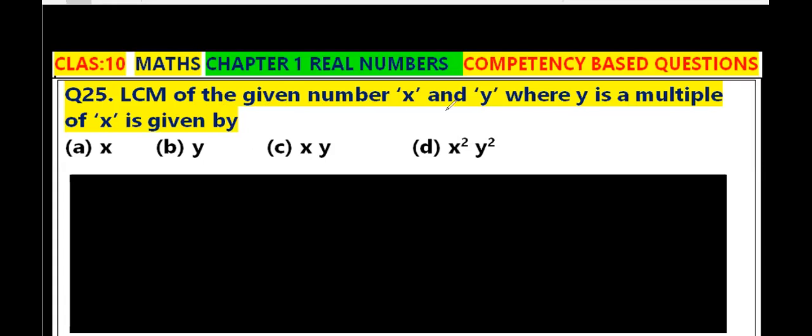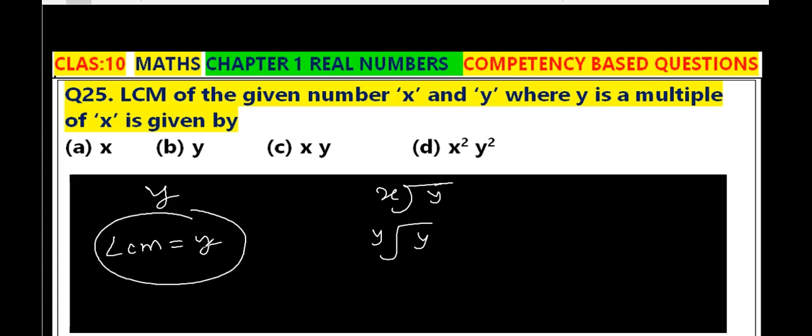LCM of the given numbers x and y, where y is a multiple of x. See, y is a multiple of x, meaning x is a factor of y. So the LCM of these two will always be y, because here y is a multiple of x, meaning x divides y, and we know y is divisible by itself. So what is the LCM here? LCM is y. So B is the correct option.